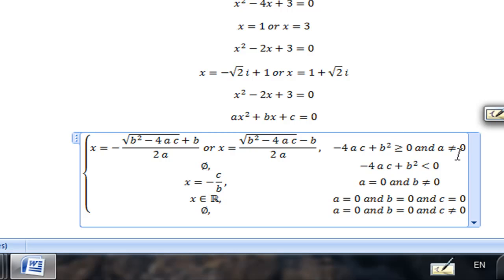You see that when a not equal to 0 and b squared minus 4ac is greater than or equal to 0, then you have two different solutions for x. If b squared minus 4ac is less than 0, the solution set is empty. If a equal to 0 and b not equal to 0, then x is actually minus c over b. Otherwise, if a is 0, b is 0, c is 0, x is any real number. If a is 0, b is 0, and c not equal to 0, the set is empty.